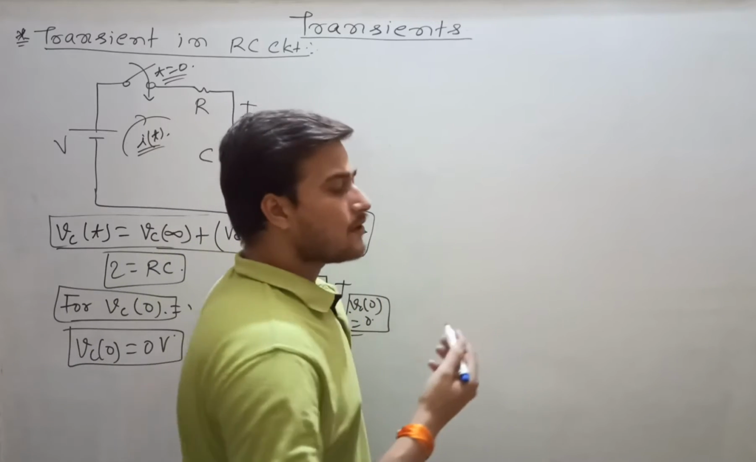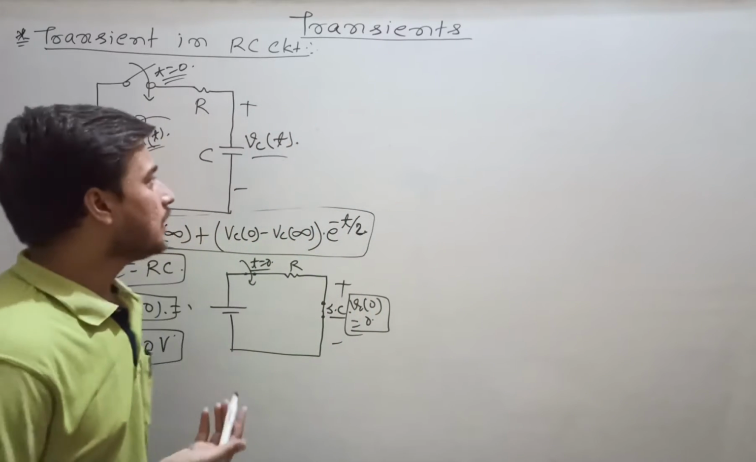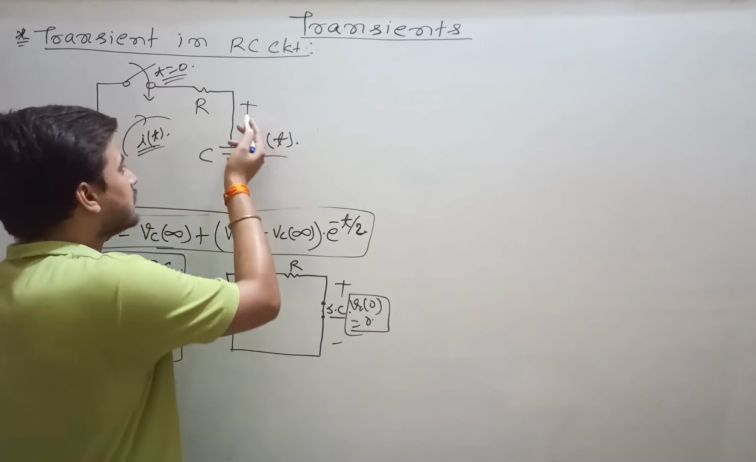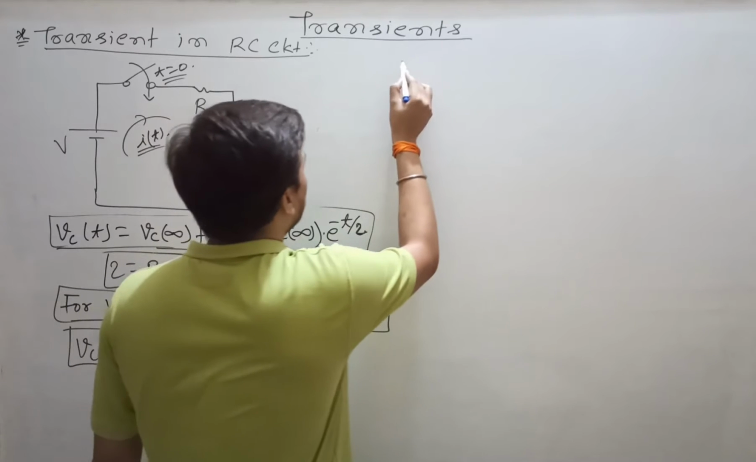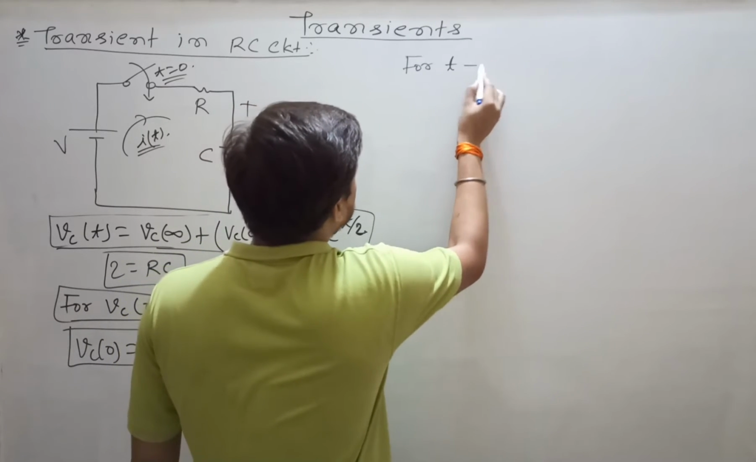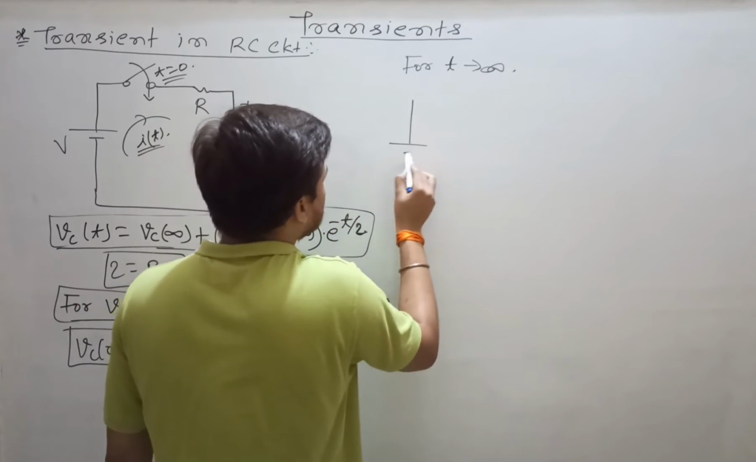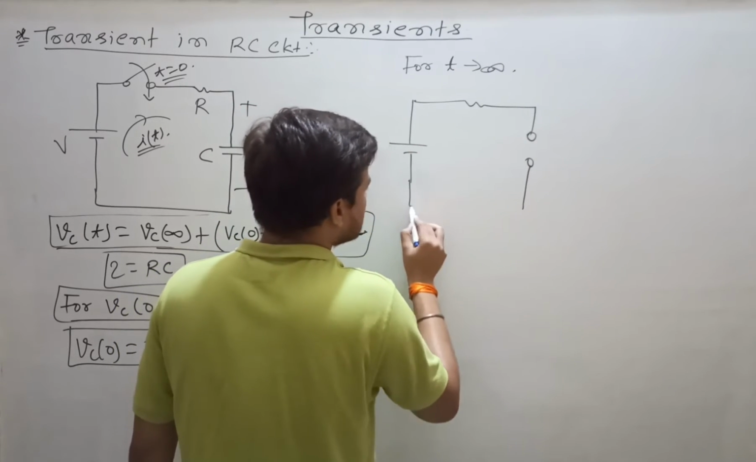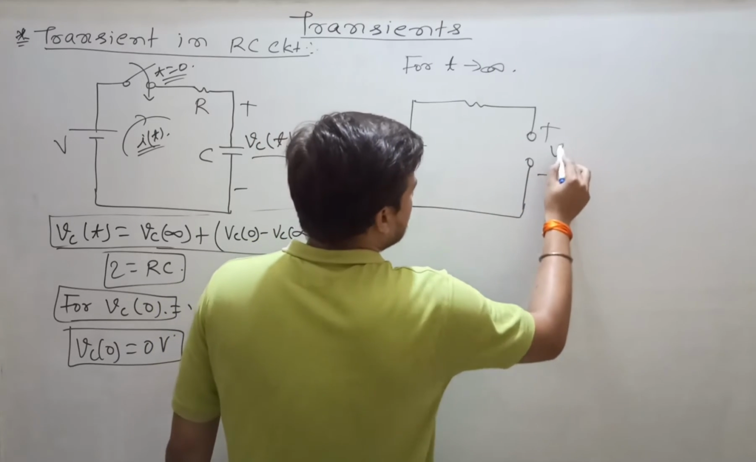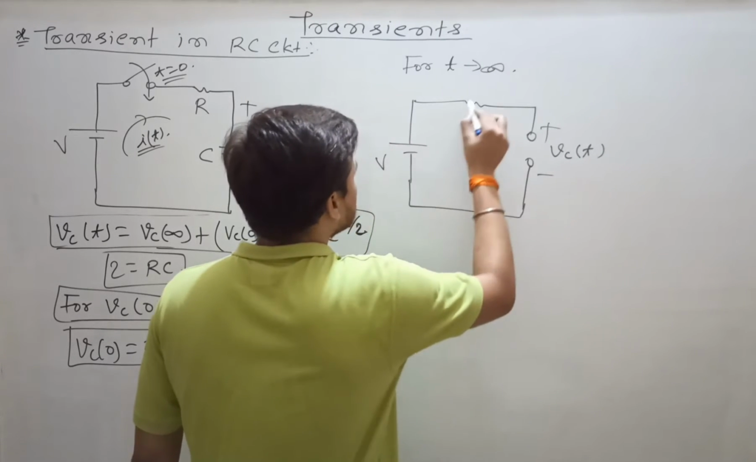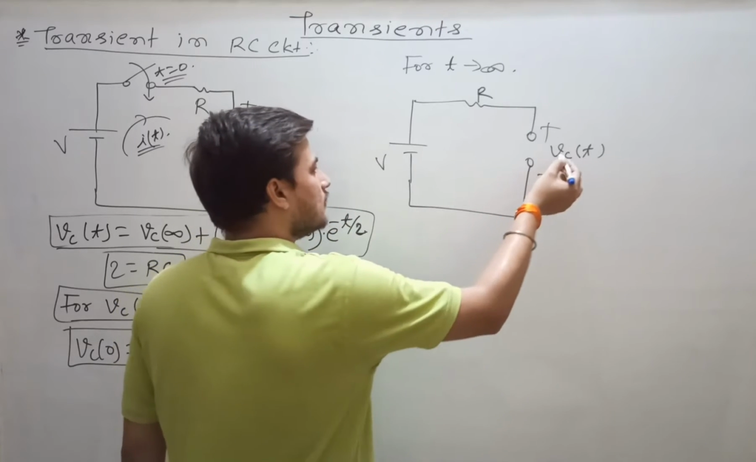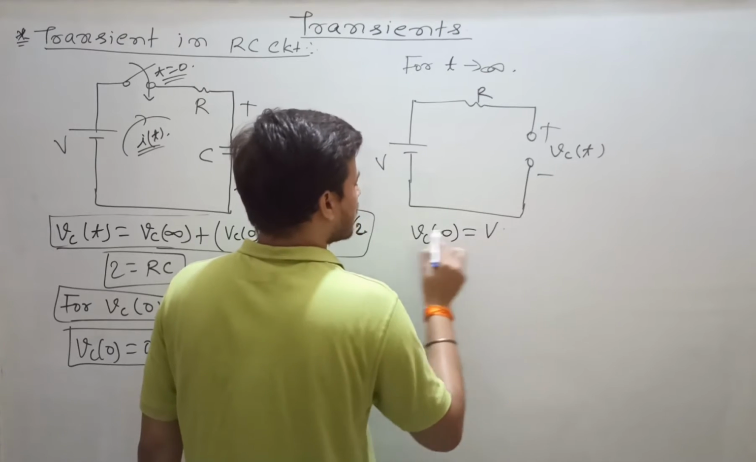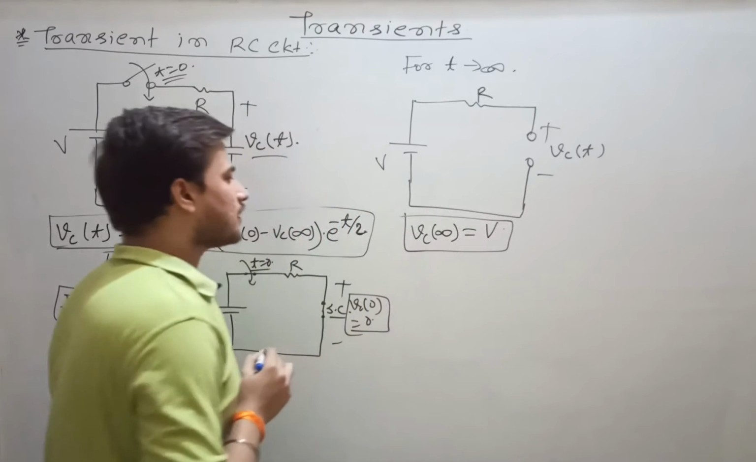You know when the time t reaches infinity, the capacitor will be fully charged. So when the capacitor is fully charged, that means this branch will be replaced by an open circuit. For t tends to infinity, I am drawing the circuit, switch is closed, but here you will see that the capacitor is fully charged, here it is V, it is R. So VC infinity will be equal to nothing but V.